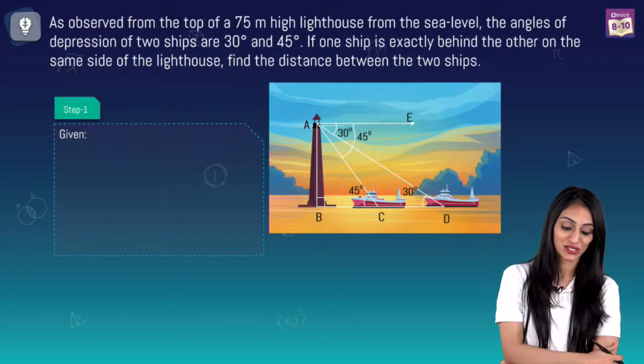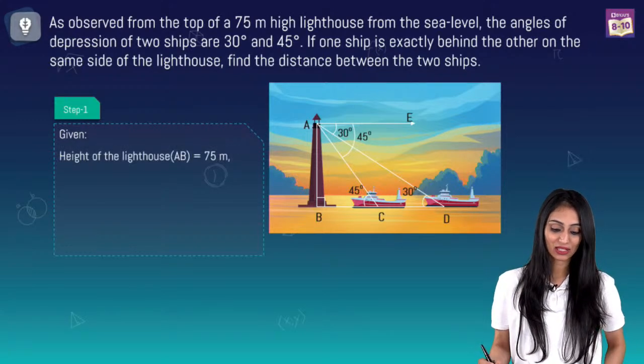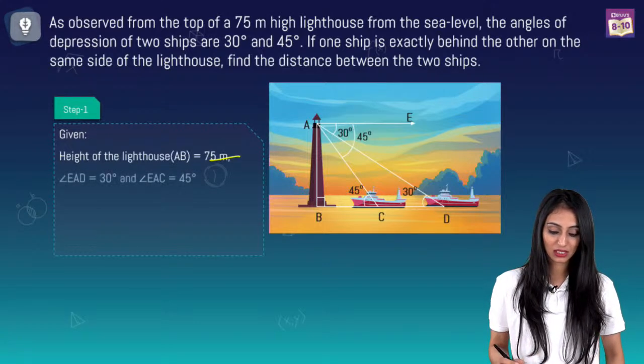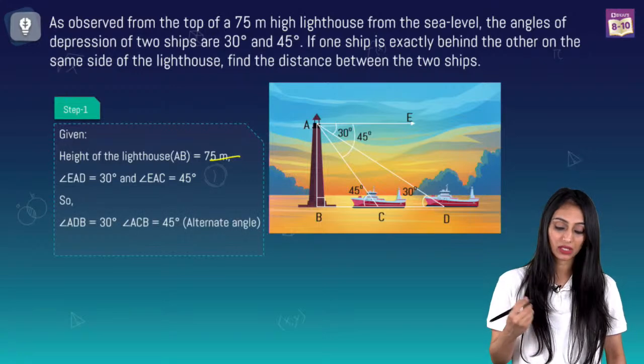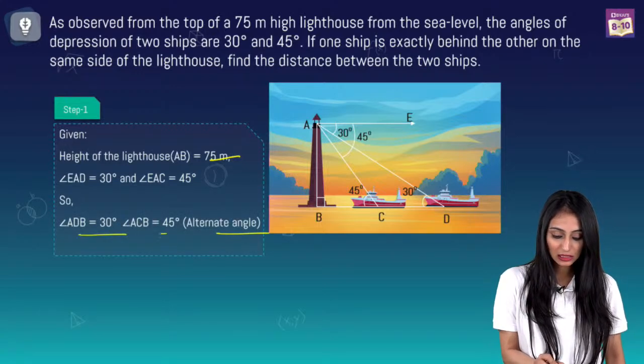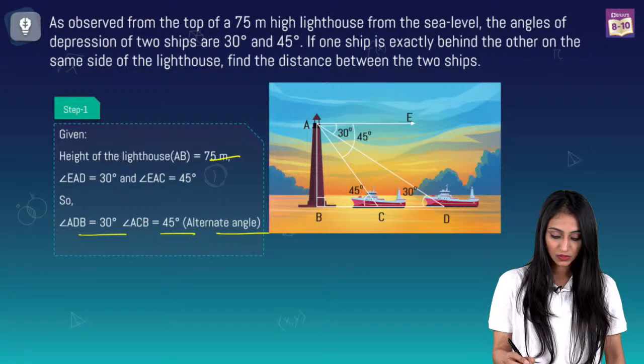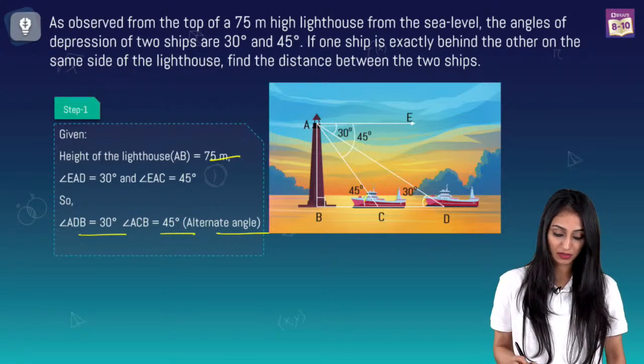That's nice. So, height of the lighthouse, that's AB, which is 75 meters, and we mention all the angles. This is important, yes, you mention everything, whatever we are assuming. So these angles are alternate angles, right? ADB is going to be 30 degrees. Similarly, this ACB is going to be 45 degrees.